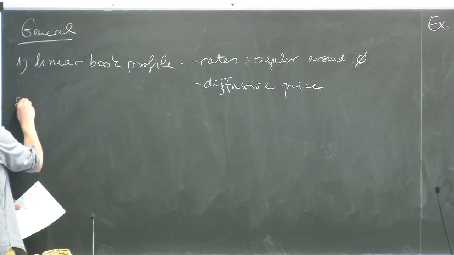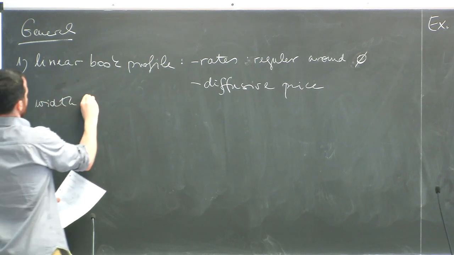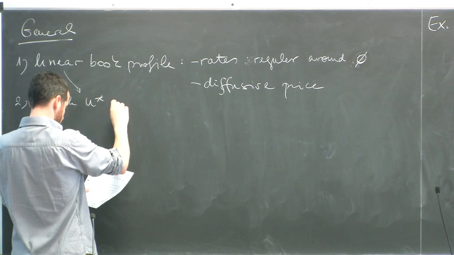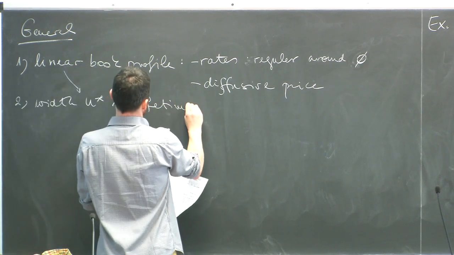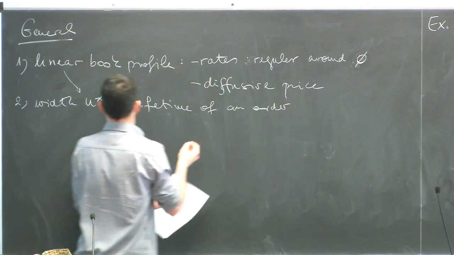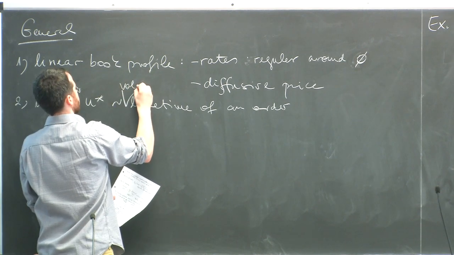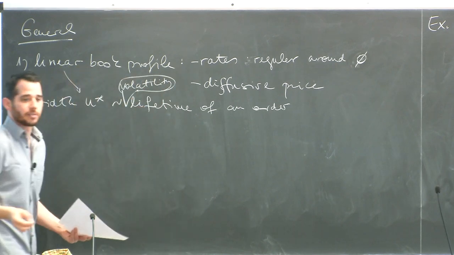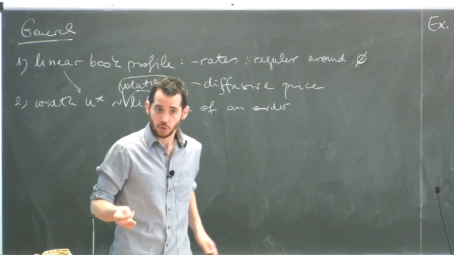As I said, the second is the weights of this linear regime. It is related to the lifetime. So it's related to the volatility, to the lifetime of the diffusive process, the lifetime of an order. So okay, this is what he said.